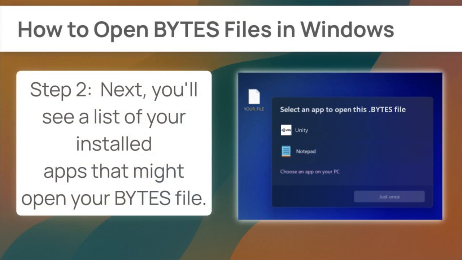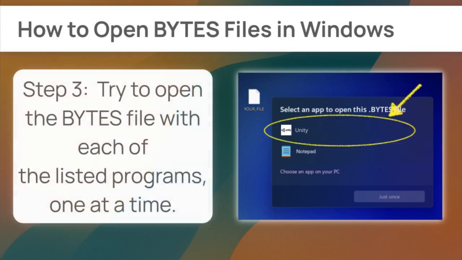Right-click the BYTES file and click Open With. Test Unity first. If it's unavailable, choose another program. The correct tool is key.